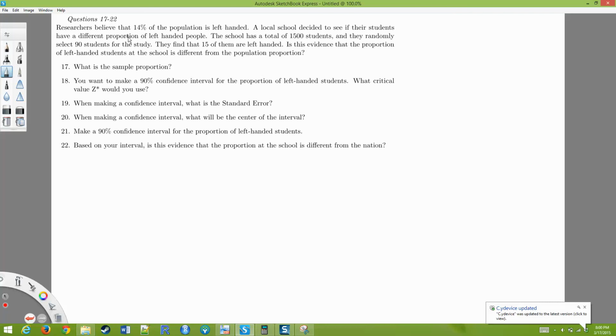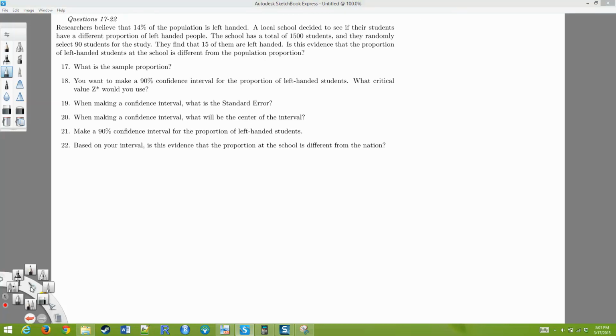(17-22). Researchers believe that 14% of the population is left-handed. A local school district decides to see if their students have a different proportion of left-handed people. The school has a total of 1,500 students, and they randomly select 90 students for the study. They find that 15 of them are left-handed. Is this evidence that the proportion of left-handed students at the school is different from the population proportion? All right.